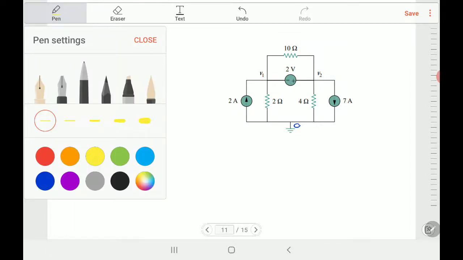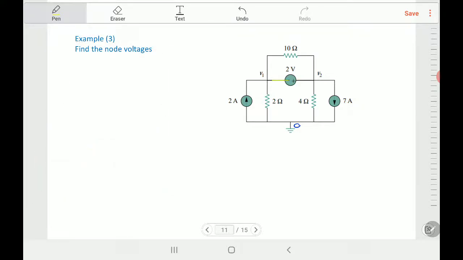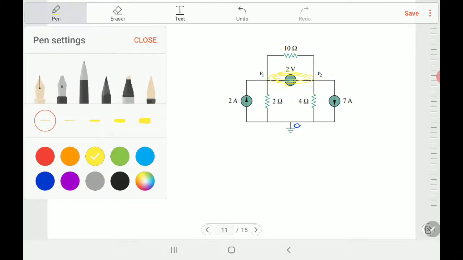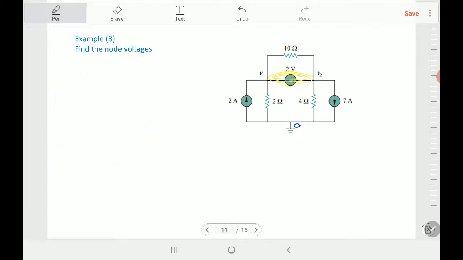This one will be a super node. A super node is one node. If you want to sketch it, I will make the super node a thick node to make it different. Now let's see the currents. Let's say the current here is I1, assume the current here is I2, and assume the current in this one is I3.